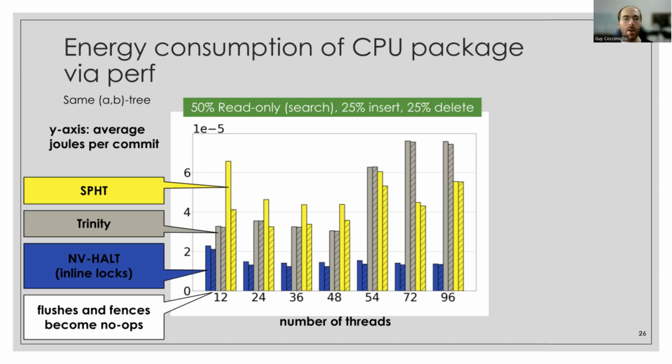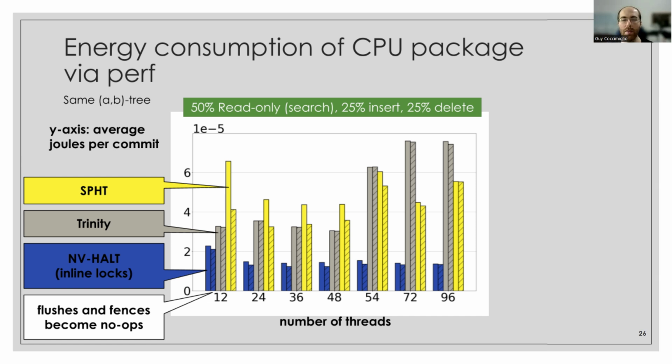All right. And one other experiment that we did, which is interesting, is a comparison of energy consumption. In this case, the y-axis is average joules per commit or average energy per commit. It's the same A/B tree, but now we're looking at a 50% read-only workload, so there's more updates in this case. We're looking at Nv-Halt, the weak progressive implementation, along with Trinity and SPHT for their base implementations, along with the implementation where we remove the overhead of writebacks.